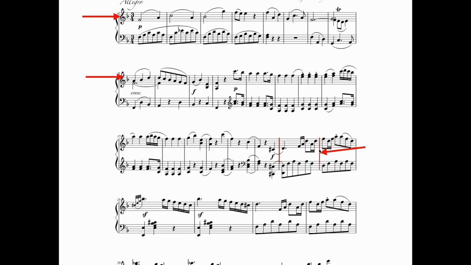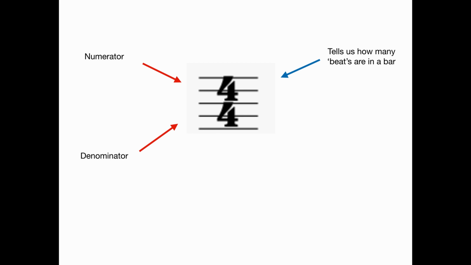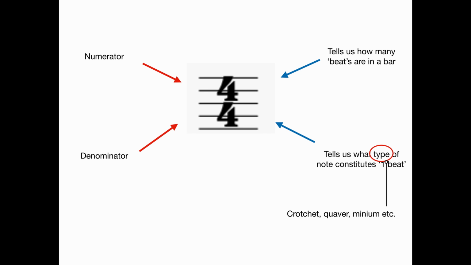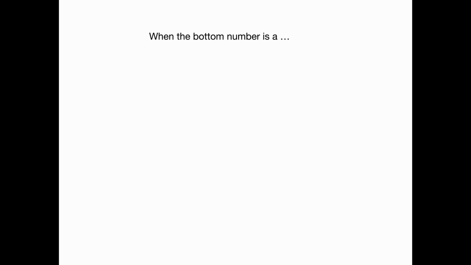Here is an example of a time signature. As you can see, there are 2 numbers printed. The fancy name for the top number is the numerator, and the bottom number is called the denominator. However, what these really mean is that the top number tells us how many beats are in a bar, and the bottom number tells us what type of note constitutes 1 beat. So what I mean by type is whether 1 beat of music is referring to a crotchet, quaver, or minim, etc. Don't worry too much if this seems confusing right now. I'm sure it will come together by the end of the lesson.